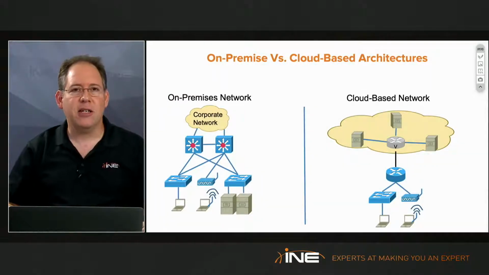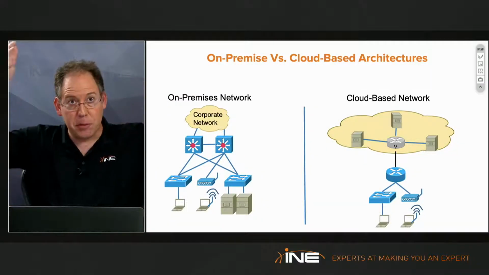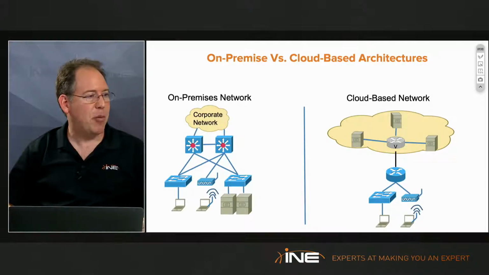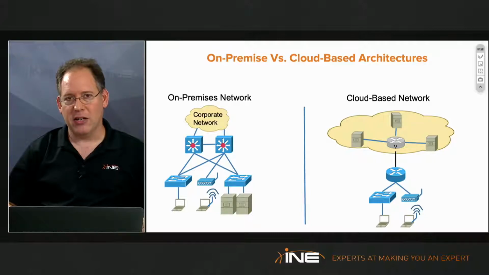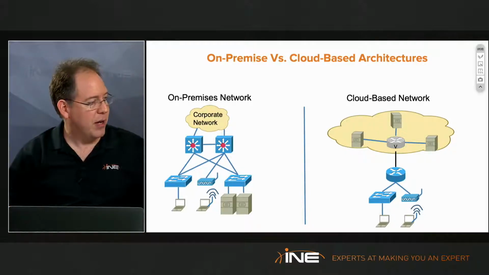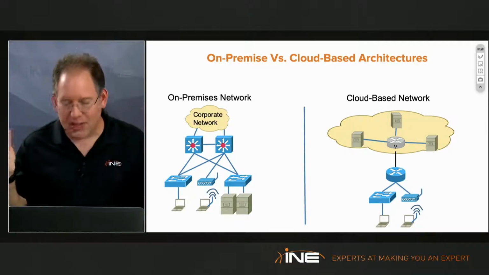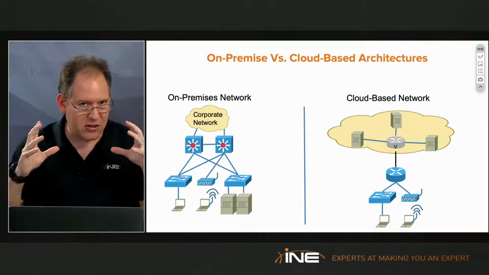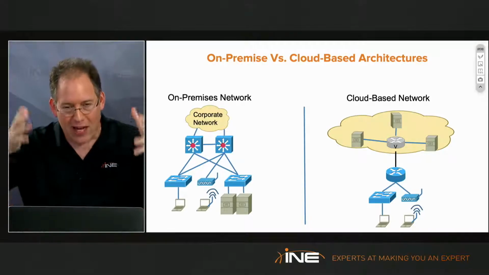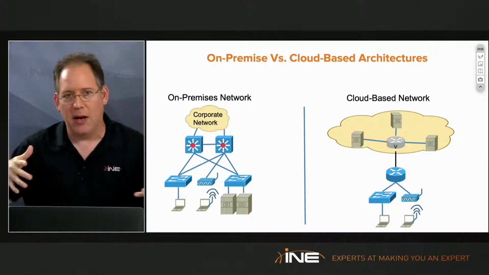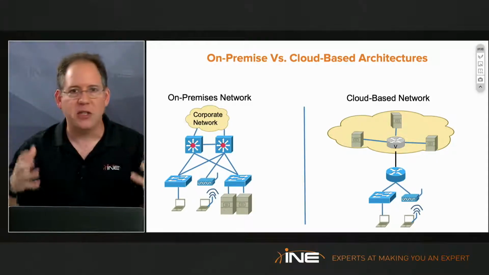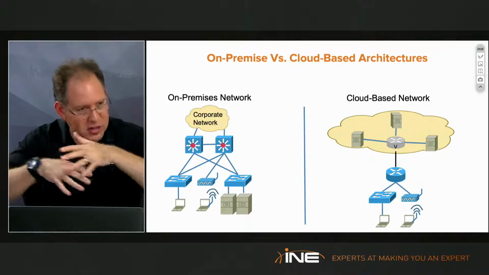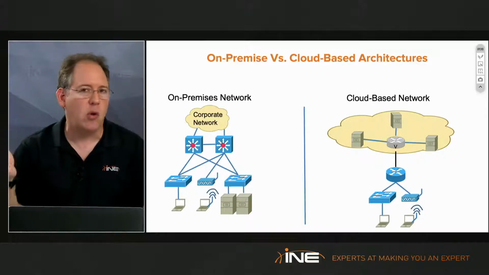And the last two architectures I want to talk about are sort of supersets of the previous architectures we just looked at: on-premises versus cloud-based architecture. So an on-premise network simply means that your network and all the devices, all the resources are right there at your building. It's on your premises. All the cables, all the switches, all the routers, all the servers, all the hosts, they're right there. So you can see everything, you can touch everything, you're in control of everything.